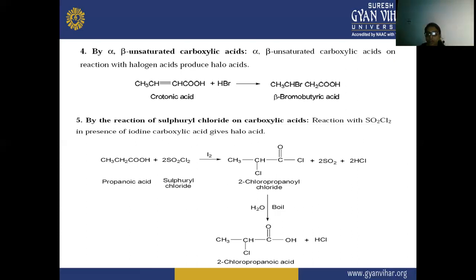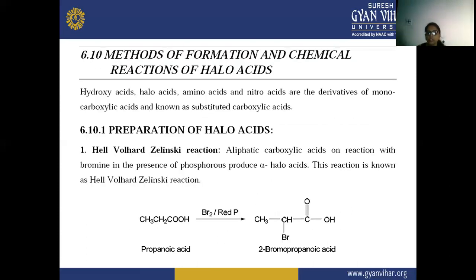So this alpha halo acid is formed in this method of preparation by the reaction of the sulfuryl chloride and carboxylic acid. So these are the 5 reactions that occur from this method of preparation of this halo acid.